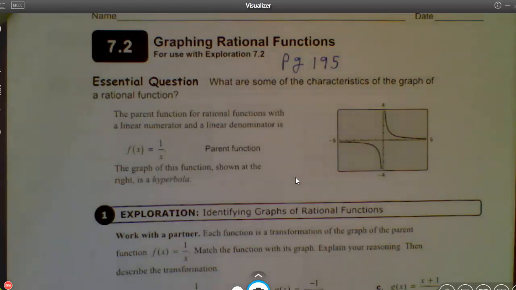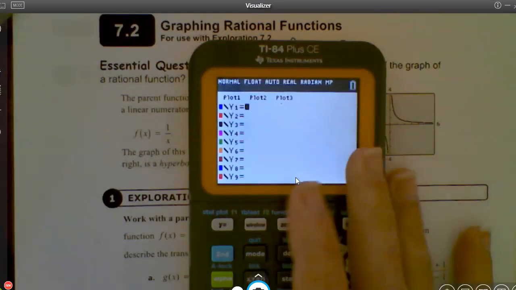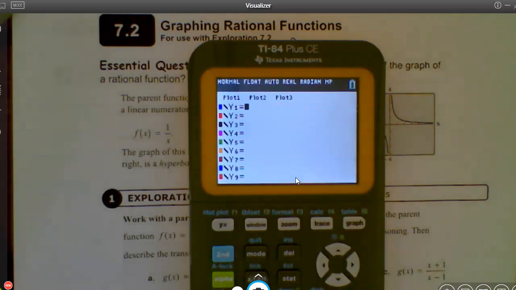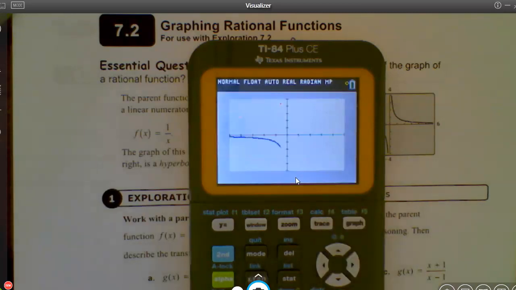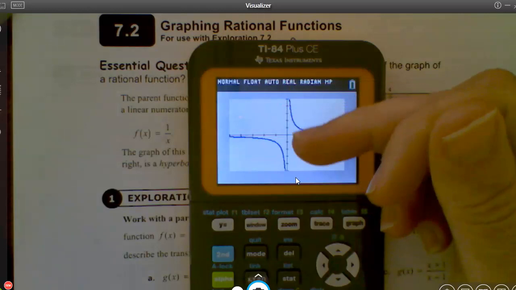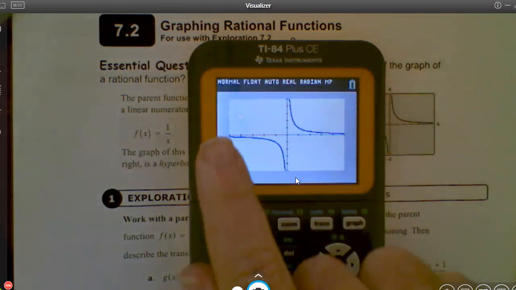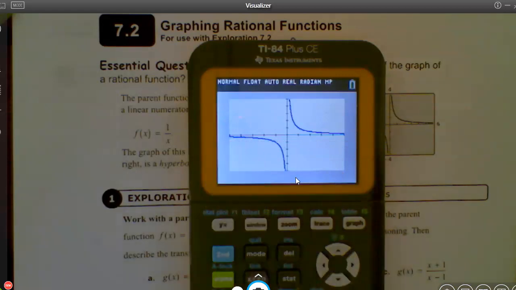So I want to look at the parent function on these guys. You can see it right here, but I want to show you the difference for the positives and the negatives. So anytime you graph just any number over x, we're going to get this guy. This is our parent function. You can see we have a vertical asymptote right here, running right through x equals 0. We have a horizontal asymptote running through y equals 0. So this is our parent function.